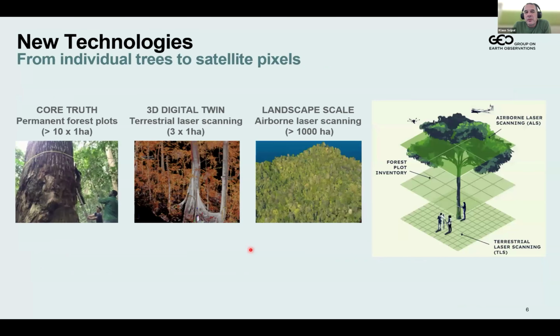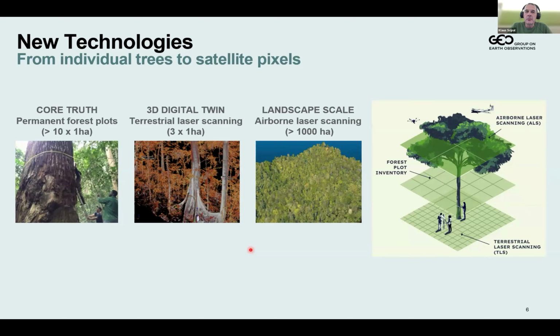The technologies we are using, or what we want to measure, is very much based on the traditional way. The core truth is people taking a tape and measuring the structure of a tree. They measure the diameter of a tree, the tree height and the tree species. From these three measurements, they can estimate how much biomass and how much carbon is stored in the tree. So this is the core truth. We do this for 10 one-hectare plots. One hectare is 100 by 100 meter resolution, so this is about the scale you can measure from space. So we have something comparable.